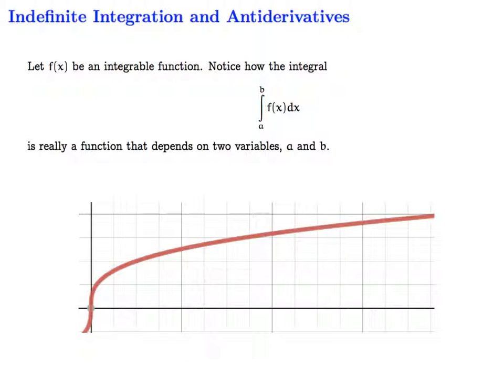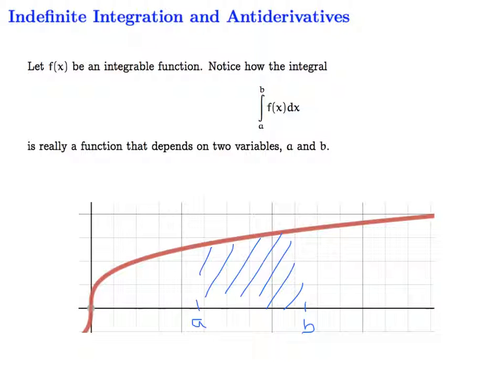So let's recall our definite integral from a to b of the function f of x dx. Think that this really does depend on the two letters a and b. Geometrically, as long as we had a positive function like we have here, we can look at where a is and where b is, and this just means, find this area in between. But it really depends on what we pick for a and b.